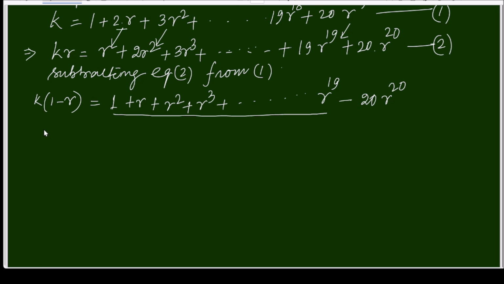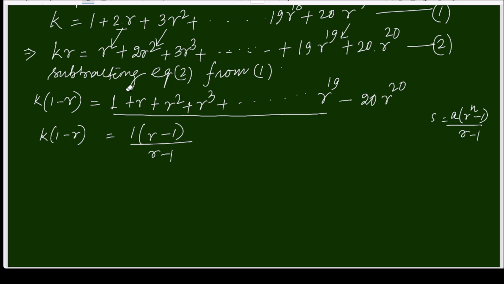I'll write k into 1 minus r. If I put the sum of the series, it will be a into r^n minus 1 over r minus 1. So r is here, a is 1 here, so 1 into r^n minus 1 over r minus 1, and here n is how much? n is 20. And of course this term is there, 20 into r^20.